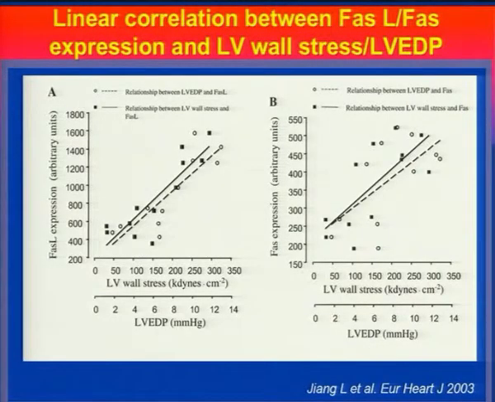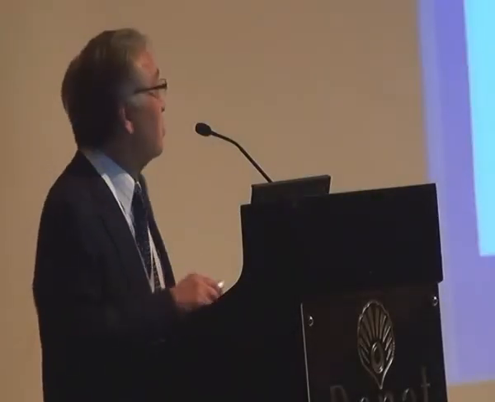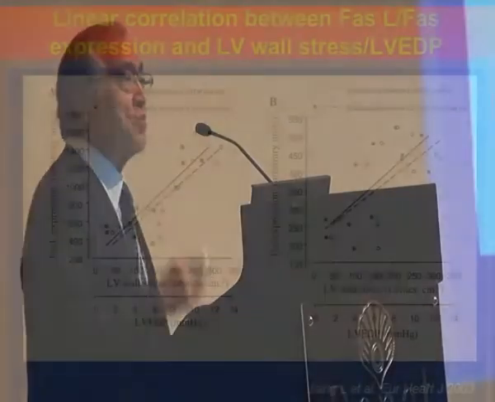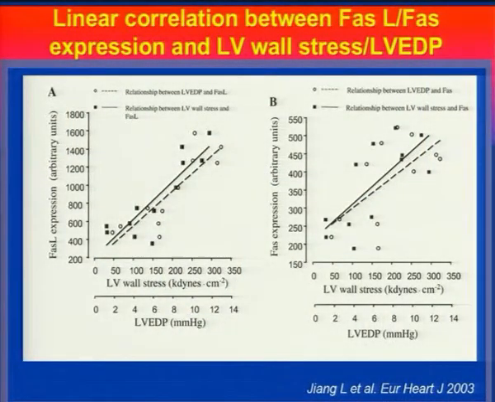And this is the correlation with Fas ligand and Fas expression and LV wall stress or LV-EDP. And in the remote area, no ischemia. However, the reactive oxygen species activated the apoptosis process. So in a remote area, apoptosis occurs depending on the wall stress increase. So the wall stress is a bad trigger for the apoptosis in a remote area.